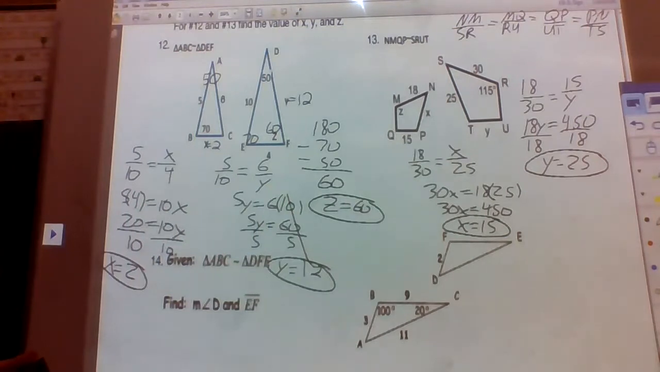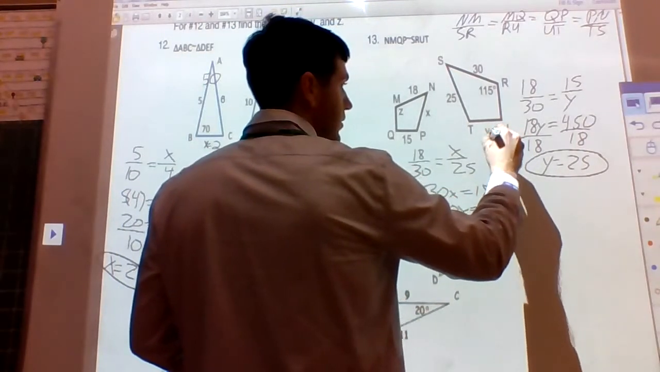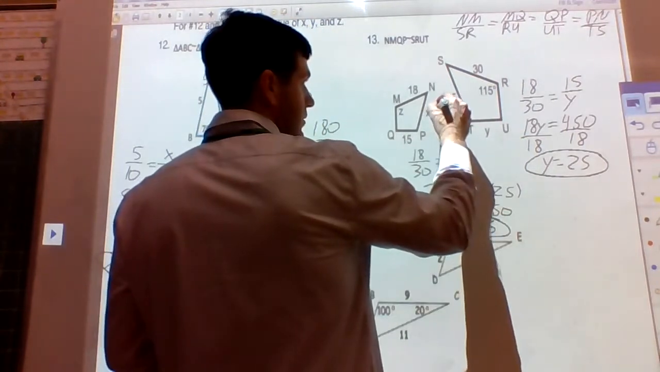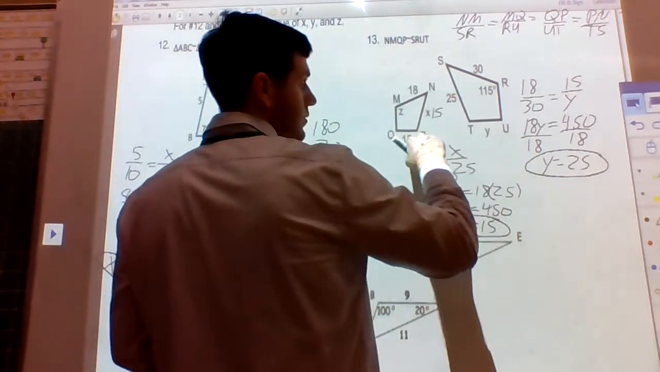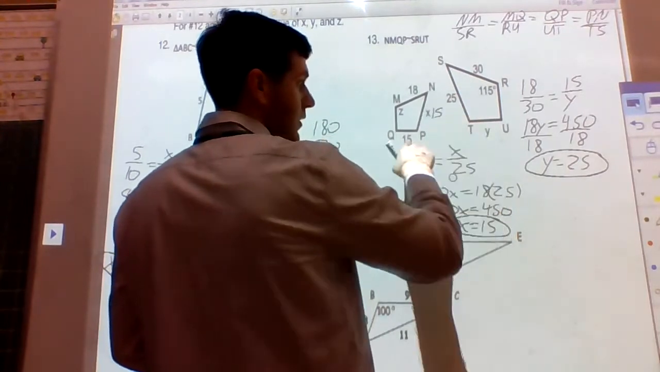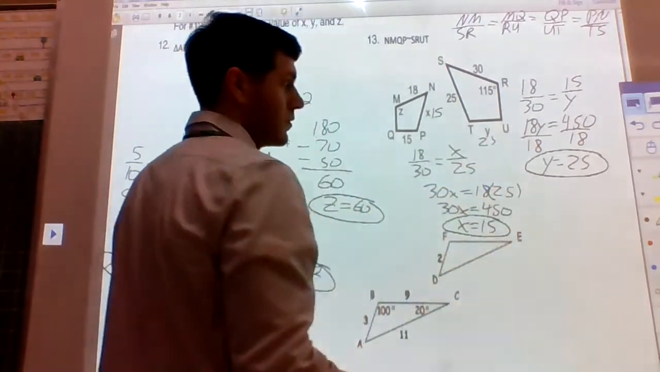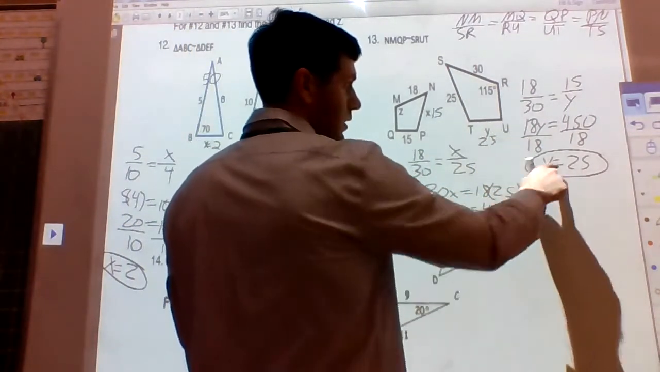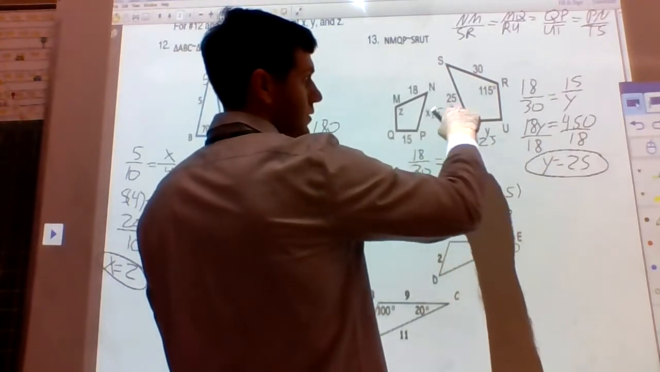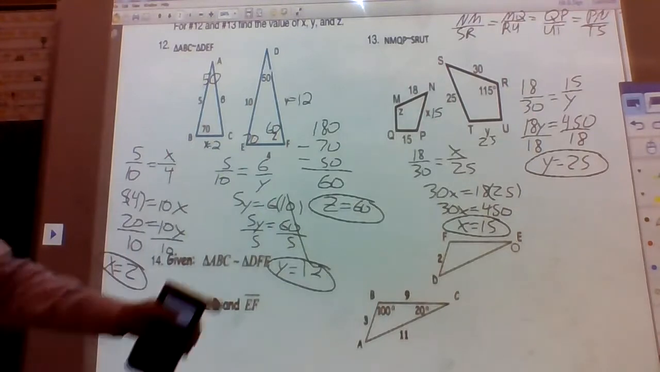Is that what we got? Does that make sense? Yes, it makes a lot of sense. We found X to be 15, so if this is 15 and the corresponding side is 25, then the corresponding side for this one also has to be 25. Corresponding, 15 is to 25 as 15 is to 25.